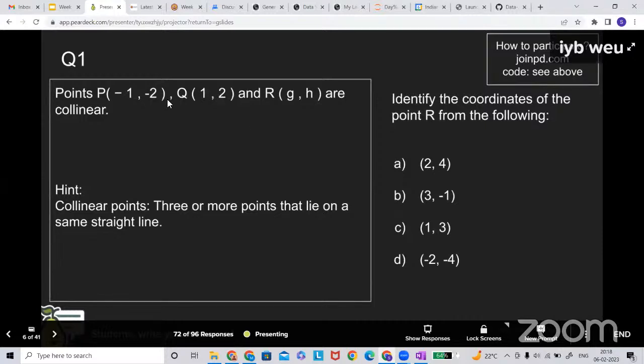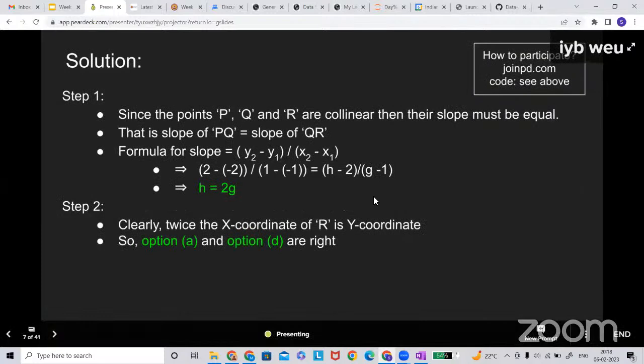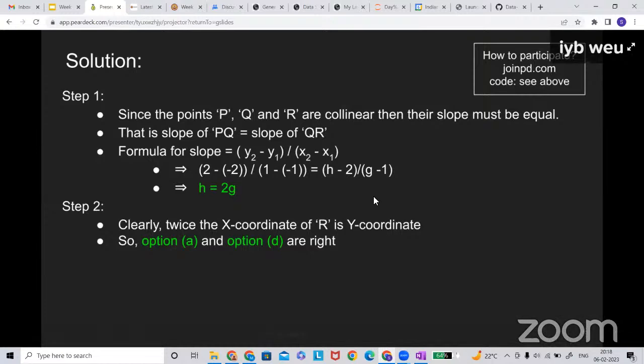Anyway, if you multiply by 2 in any of them, you will get the answer. Options A and D can be corrected directly. Otherwise, you can use the slope formula, so you have two methods. Hope all of you got how to solve this.